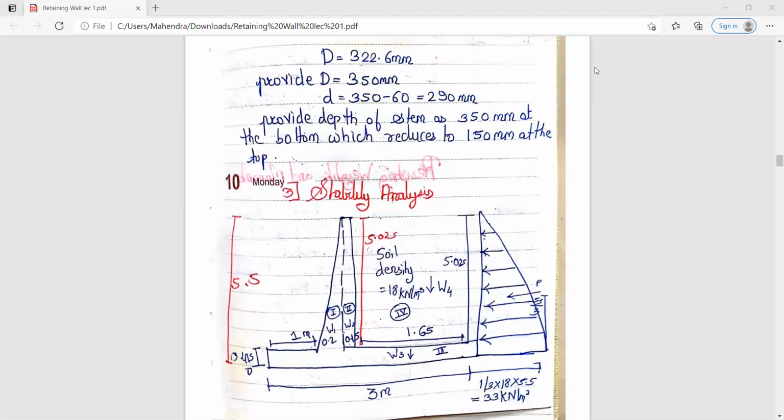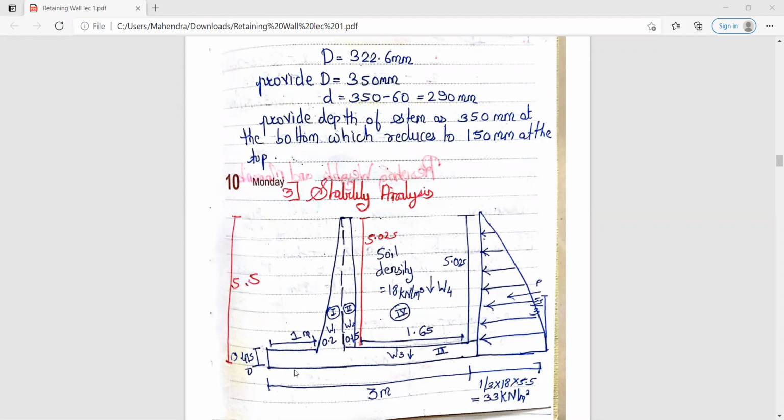Okay, we'll start with the stability analysis. Yesterday we had seen the depth calculation. The overall height of the retaining wall is 5.5 and the height of the base slab is 0.475. So, what was the height of the stem? 5.025. The height of the stem was 5.025.